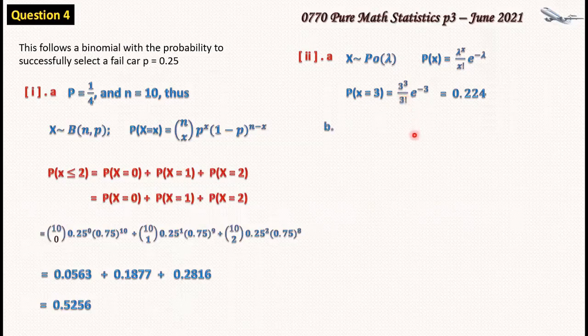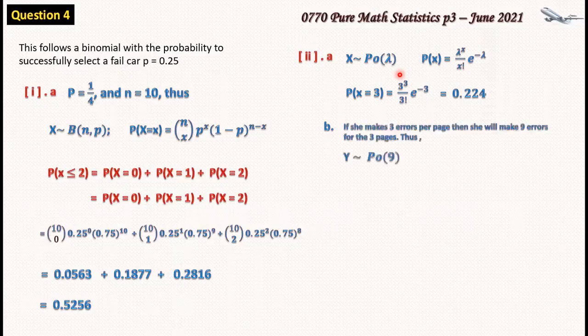Now in part B, we are being told that there are at least 3 errors on the first 3 pages she types. With the first case, we're talking about 1 page, where she makes a mean of 3 errors. Now, if you have 3 pages, how many errors is she going to make on average? 9 errors. So this now is a Poisson distribution with parameter 9.